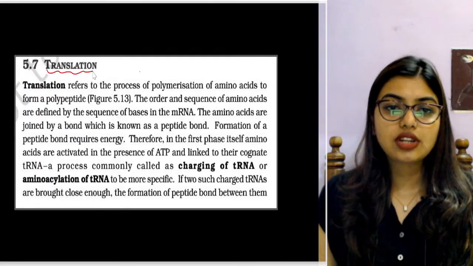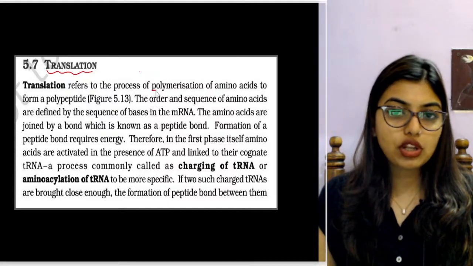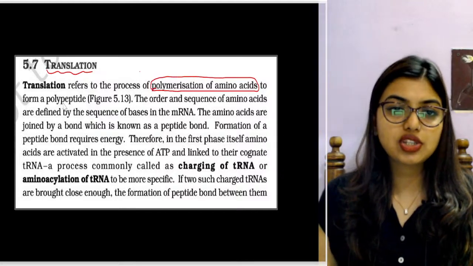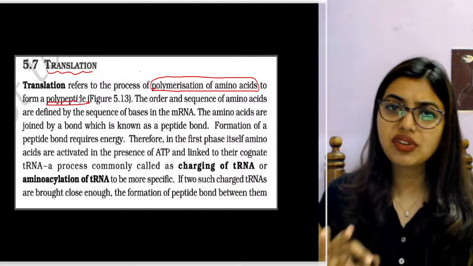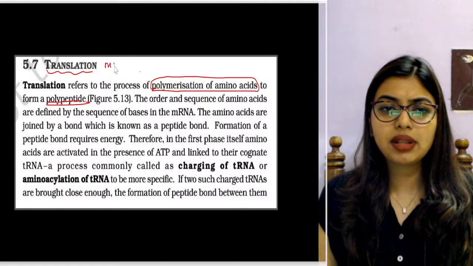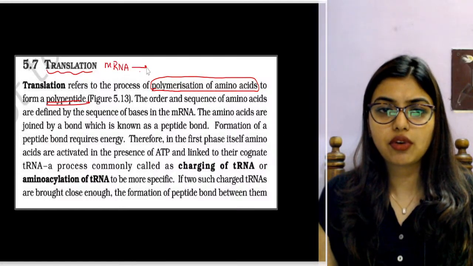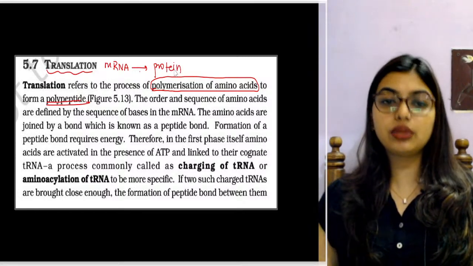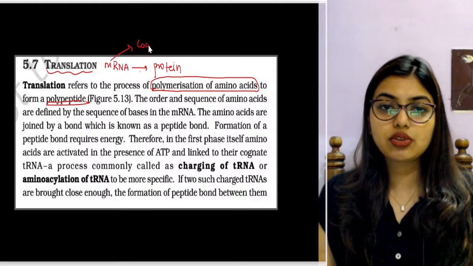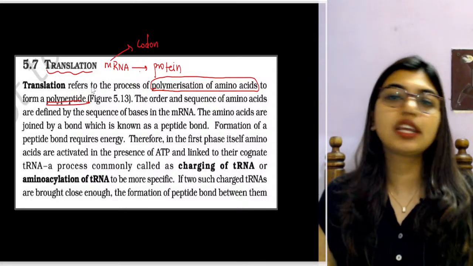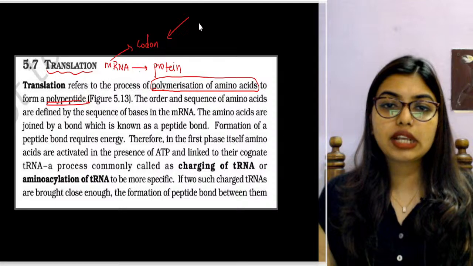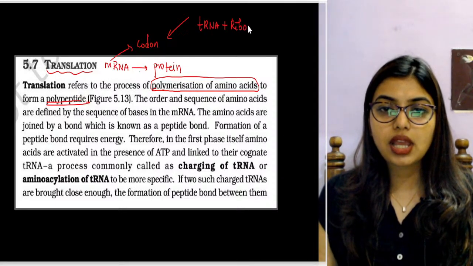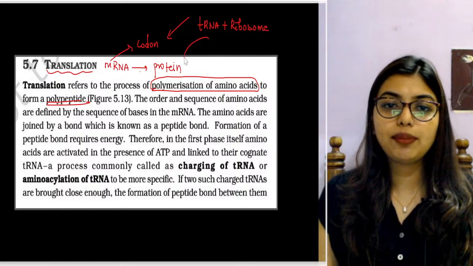See, translation. Translation refers to the process of polymerization of amino acids to form a polypeptide chain. That is the goal of translation. Very simple: I have to form proteins from mRNA. But to form proteins, I do not have anything that will read the codons on my body. So the mRNA will be like, I have codons, but I cannot read them. So I'm going to take the help of tRNA plus a ribosome, and I'm going to read and form the polypeptide chain.